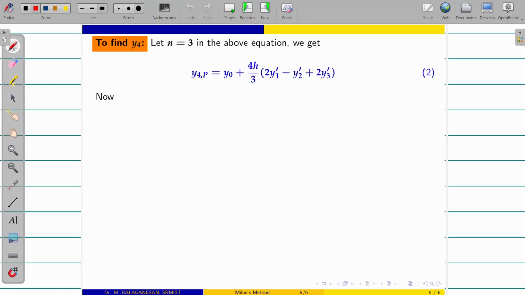Right. Now we have to find y1 dash. How to find y1 dash? Any idea, guys? How to find y1 dash? Just listen.